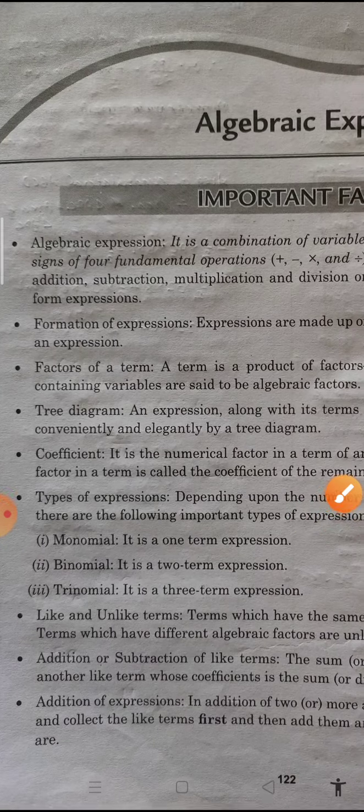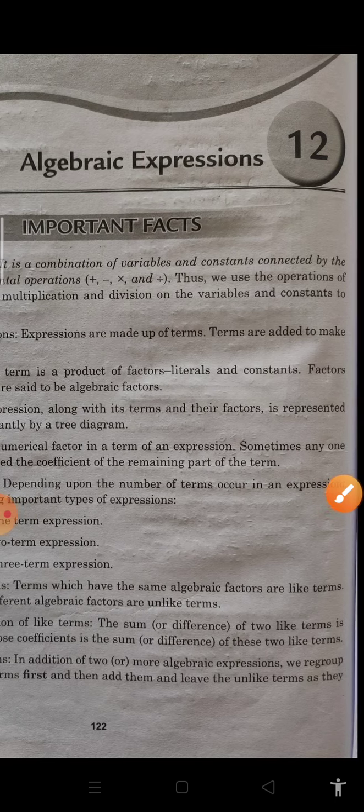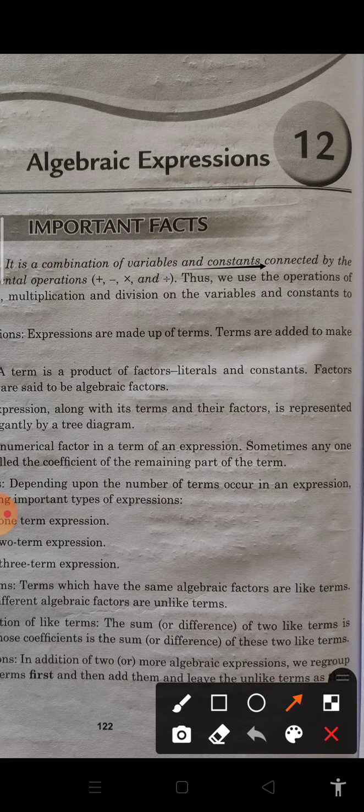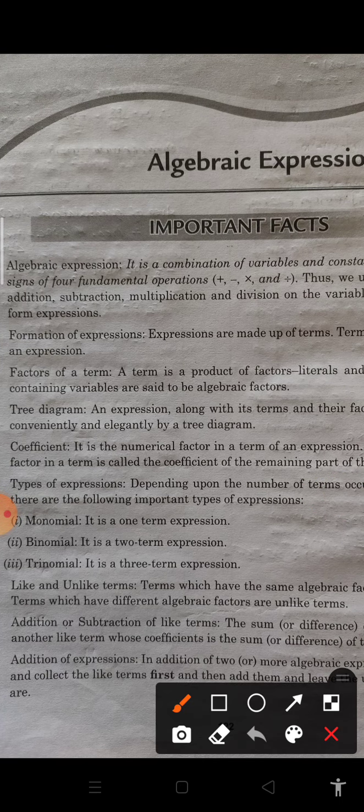So first is algebraic expression. An algebraic expression is a combination of variables and constants connected by the signs of the four fundamental operations: addition, subtraction, multiplication and division. So what is an algebraic expression? It is a combination of variables and constants.